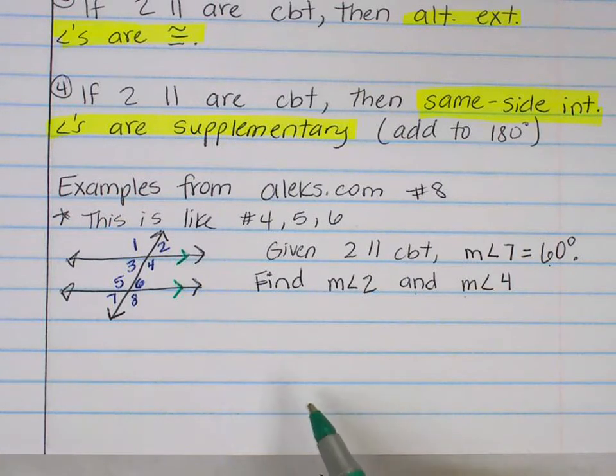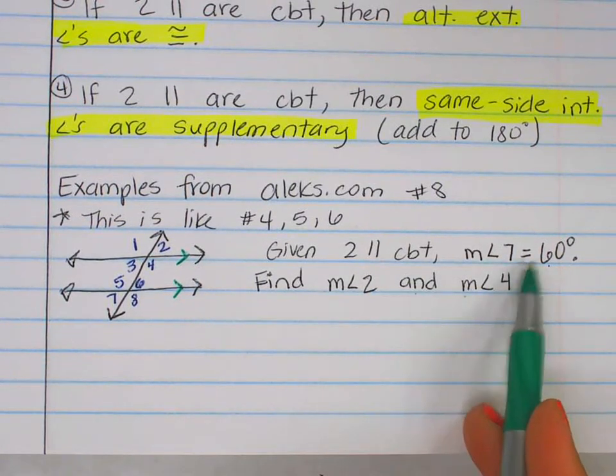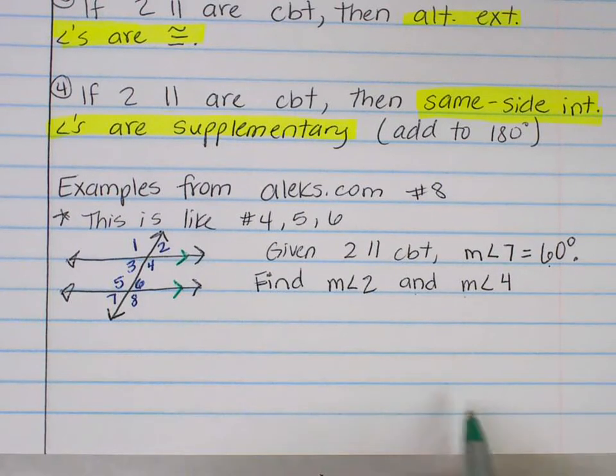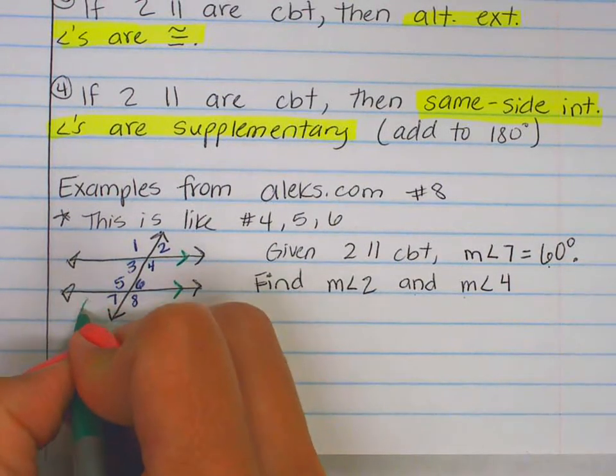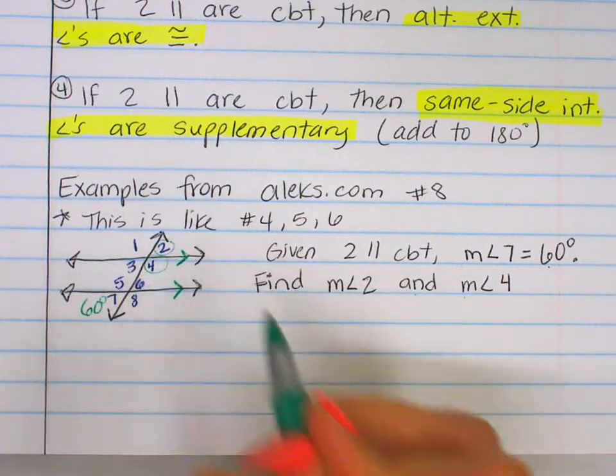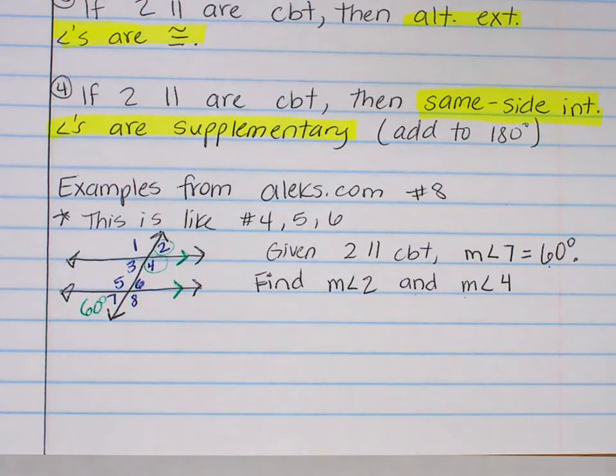Okay, so looking at this, I would want to maybe mark what I know, and I'm going to maybe circle what I need to find. So measure of angle 7 is 60. So I find the 7, that's 60 degrees. And I need to find 2 and 4. So I'm just marking it, kind of figuring out what do I know, what do I need to find.